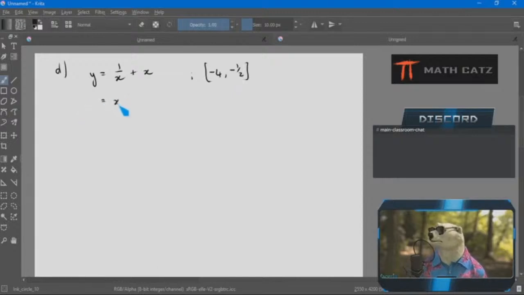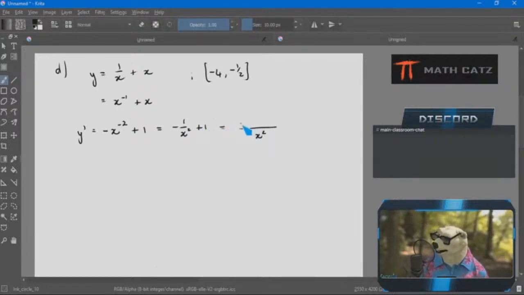So of course I'm going to write this as x to the -1 plus x, so that my derivative just consists of basic properties. -x to the -2 plus 1. Now in order for me to see clearly what the potential critical points are, I need to maybe clean this up a little bit. So I'm going to write, let's do it all in one line, -1 over x squared plus 1. And then put everything over x squared, and I get -1 plus x squared, simplifying back to that.